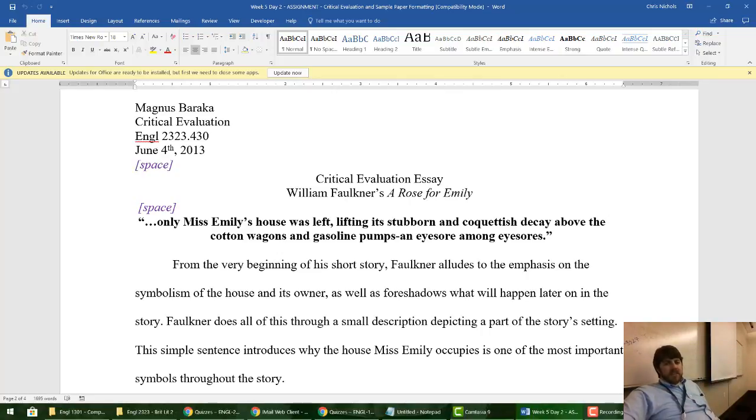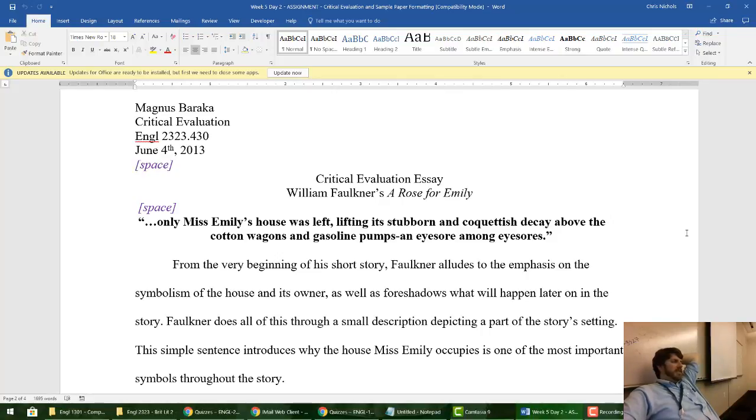So she kind of gives an introduction that sets up the sorts of things she'll be pointing out that the sentence does. I actually didn't even believe the sentence was in the story at first. I literally went and looked it up on my computer. I did a Control F function to look up the word coquettish in the story to see if it actually existed in the story, and it did. And there it was right there on the page. Only Miss Emily's house was left, lifting its stubborn and coquettish decay above the cotton wagons and gasoline pumps, an eyesore among eyesores. So I started reading her paper, a little skeptical.